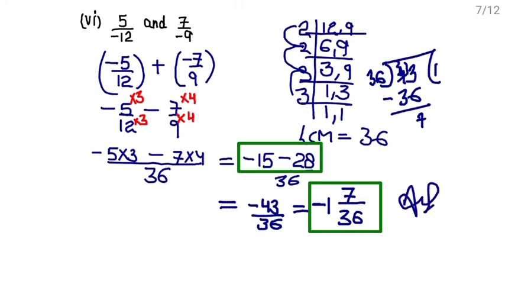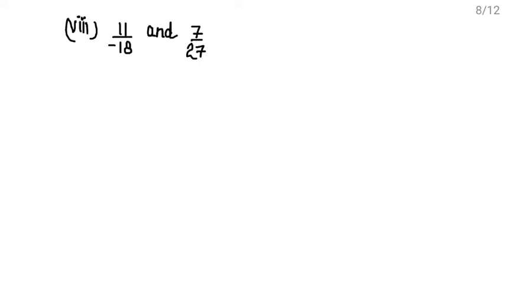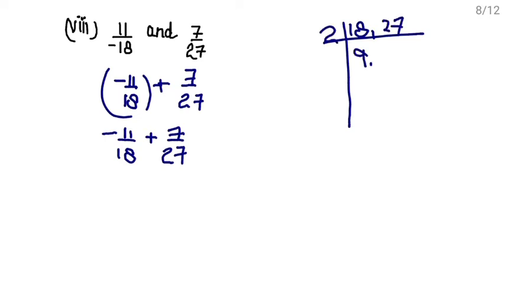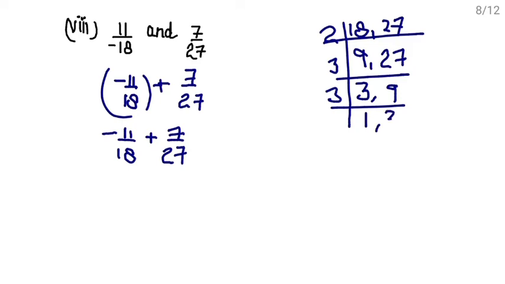This is your answer. Next part, 11 upon minus 18. This can be written as minus 11 upon 18 plus 7 upon 27. Open the bracket. Minus 11 upon 18 plus 7 upon 27. Denominators are different. So take the LCM of these denominators, 18 and 27. By 2, 2 nines are 18, 27 as it is. By 3, 3 threes are 9, 3 nines are 27, 3 ones are 3, 3 threes are 9. Again by 3, 3 ones are 3.